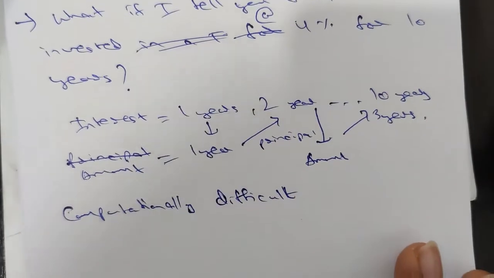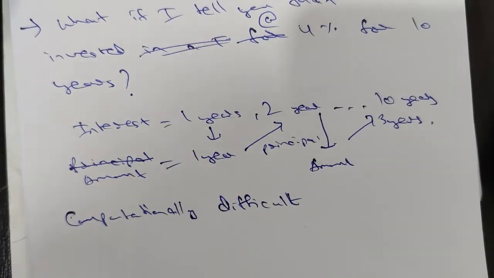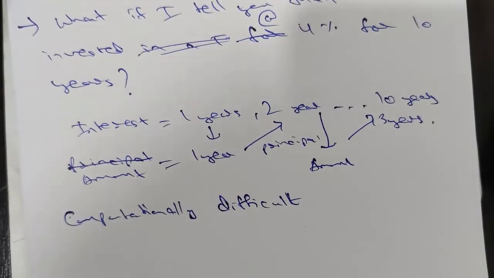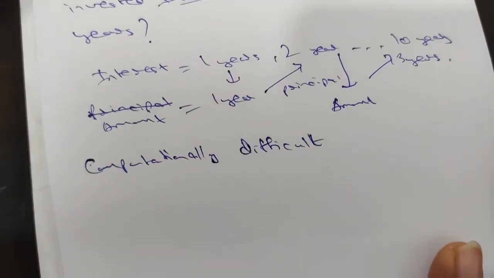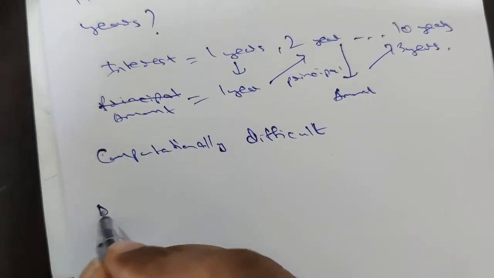Conceptually wise, it's very simple. Basically your principal keeps on changing, but to calculate it becomes difficult. That's why we need to take help of the formula. So what do we see? Suppose amount after 10 years.